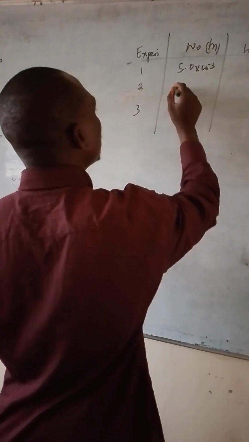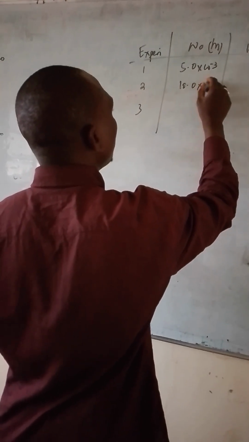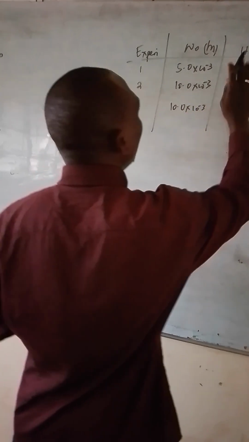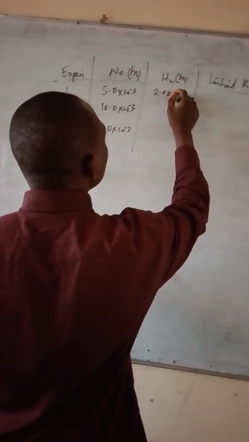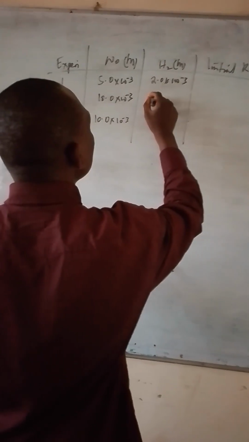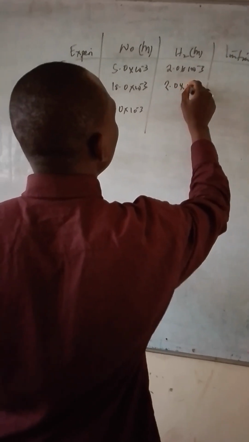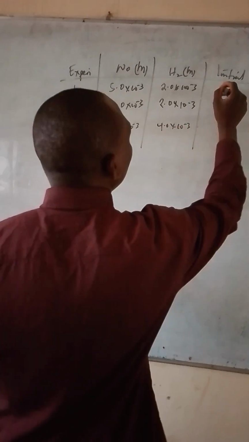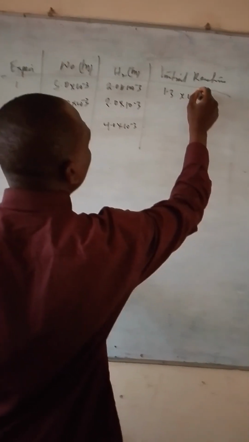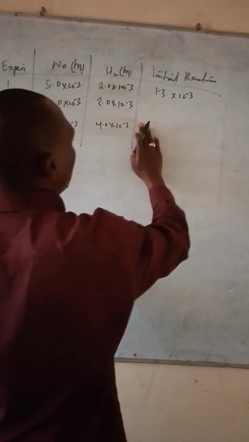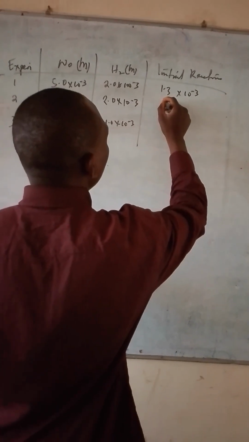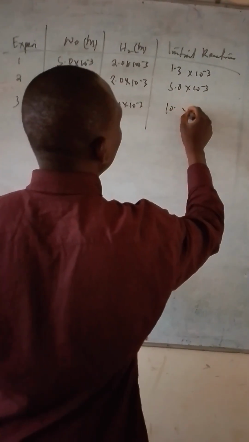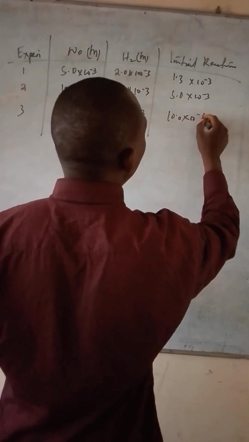Here is 1 per dm cube. This is 10.0 times 10 to the power minus 3. This is 10.0 times 10 to the power minus 3. And here is 2.0 times 10 to the power minus 3. This one is 2.0 times 10 to the power minus 3. And this one is 4.0 times 10 to the power minus 3. This one is 1.3 times 10 to the power minus 3. This one is 5.0 times 10 to the power minus 3, and this one is 10.0 times 10 to the power minus 3.